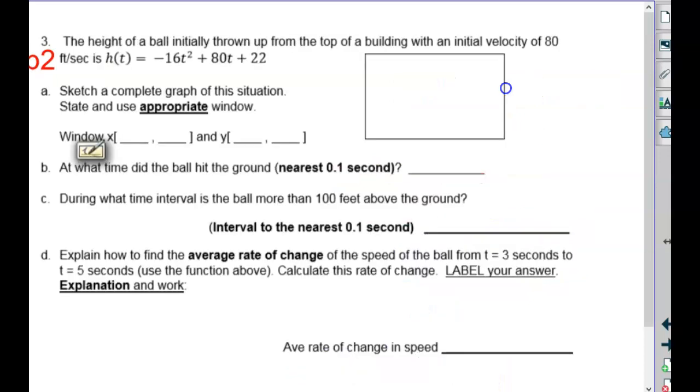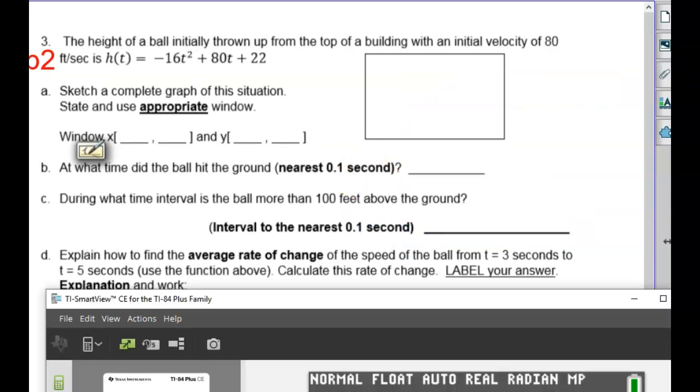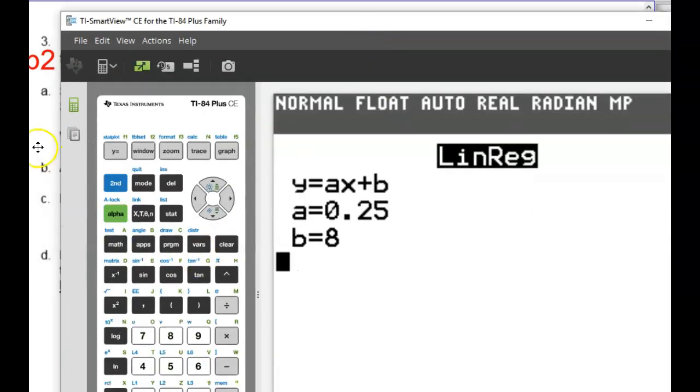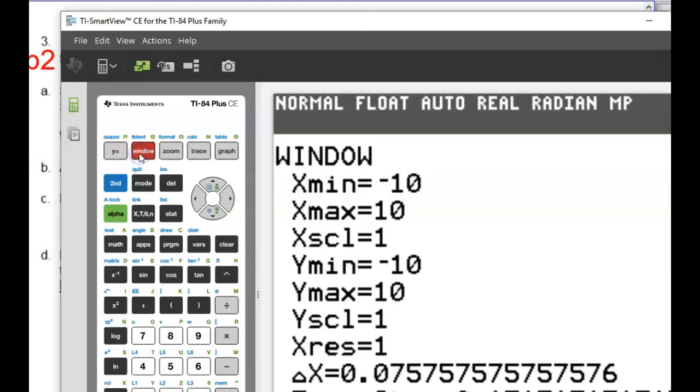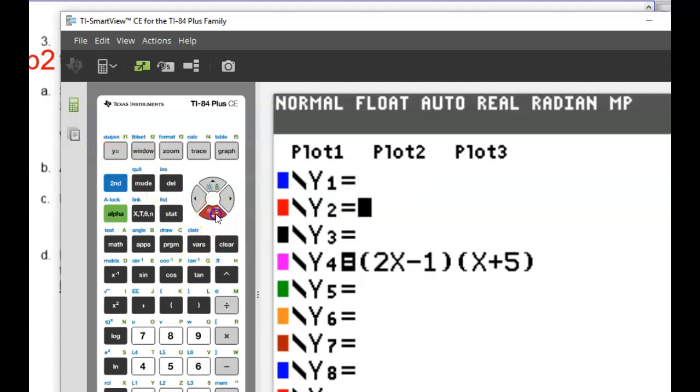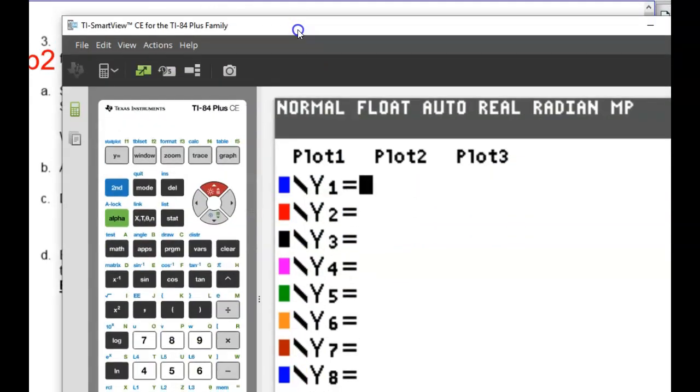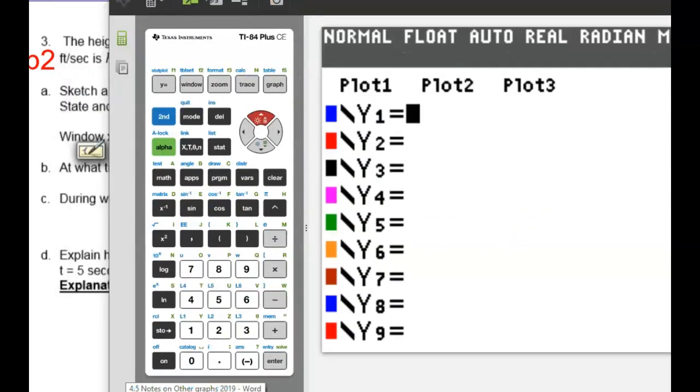All right, number 3, this is a calculator question. And you have to find an appropriate window for a question about the height of a ball thrown from the top of a building with an initial velocity of 80. You're given the equation, but you cannot tell me that time can be negative, okay, or that height can be negative. Now, I don't care if you use a little bit of a negative window so that you can see your axes better, but, okay. You will not get full credit on this question if you don't make a window appropriate to the story problem.